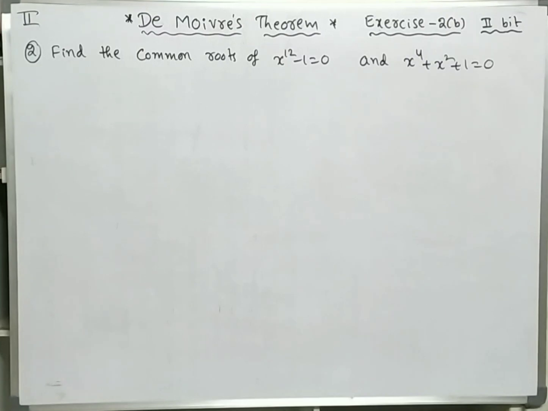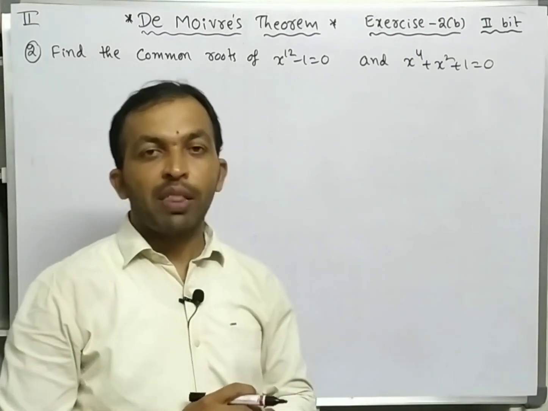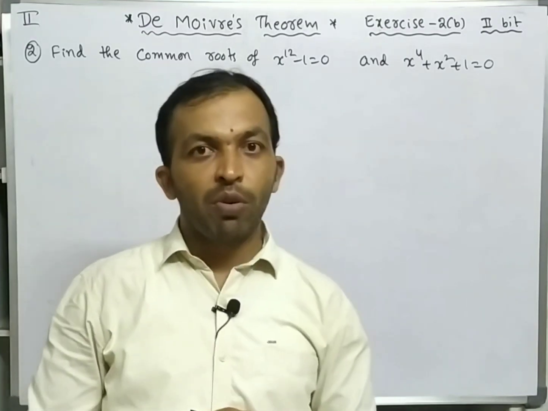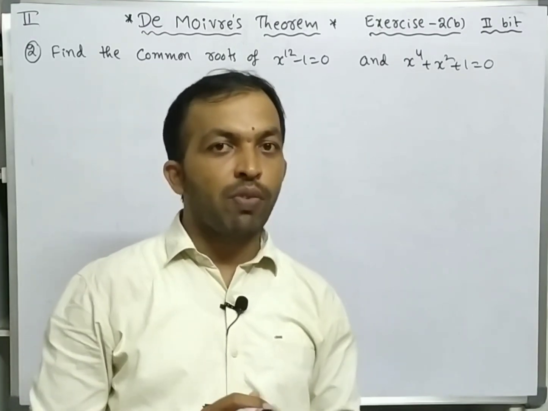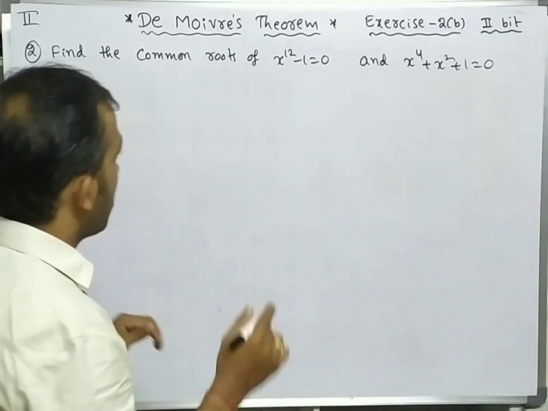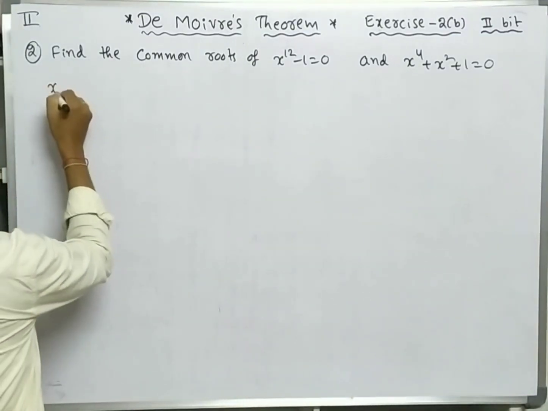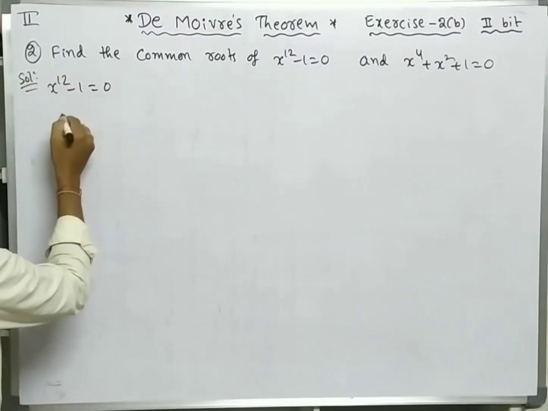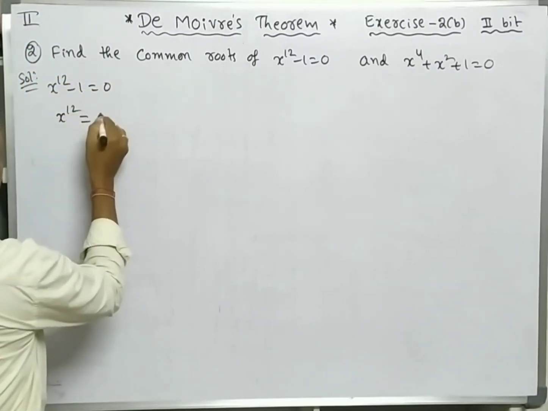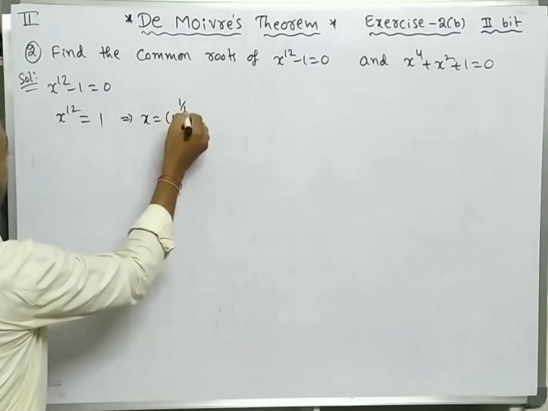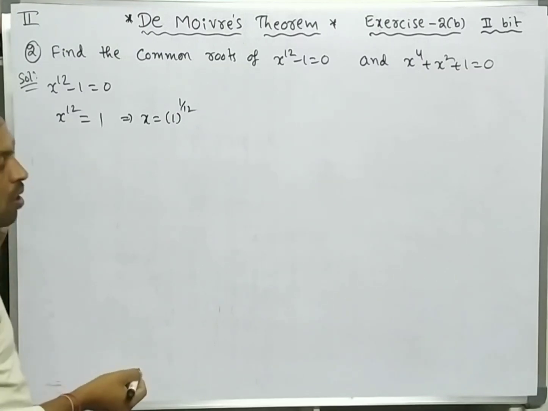Second problem: find the common roots of x power 12 minus 1 is equal to 0 and x power 4 plus x square plus 1 is equal to 0. We should find the common roots of these two equations. First, find the roots of x power 12 minus 1 is equal to 0. So x power 12 minus 1 is equal to 0 means x power 12 is equal to 1. This implies x is equal to 1 power 1 by 12, the 12th root of unity.